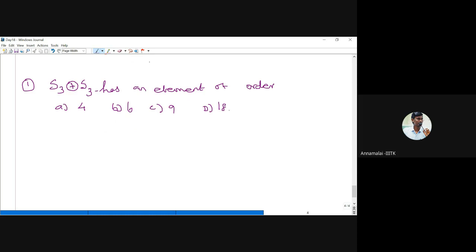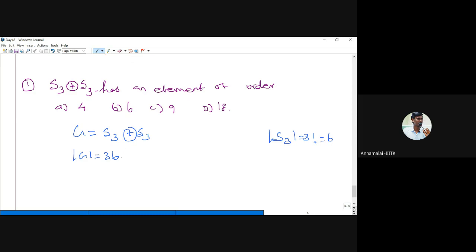So here, what is the group? G is nothing but the direct product. So G is nothing but S3, the symmetry group, S3 cross S3. And we know that the cardinality of S3 is nothing but 3 factorial. So 3 factorial is nothing but 6. Therefore, what is the cardinality of G? 6 into 6, therefore 36. So the group order is 36.